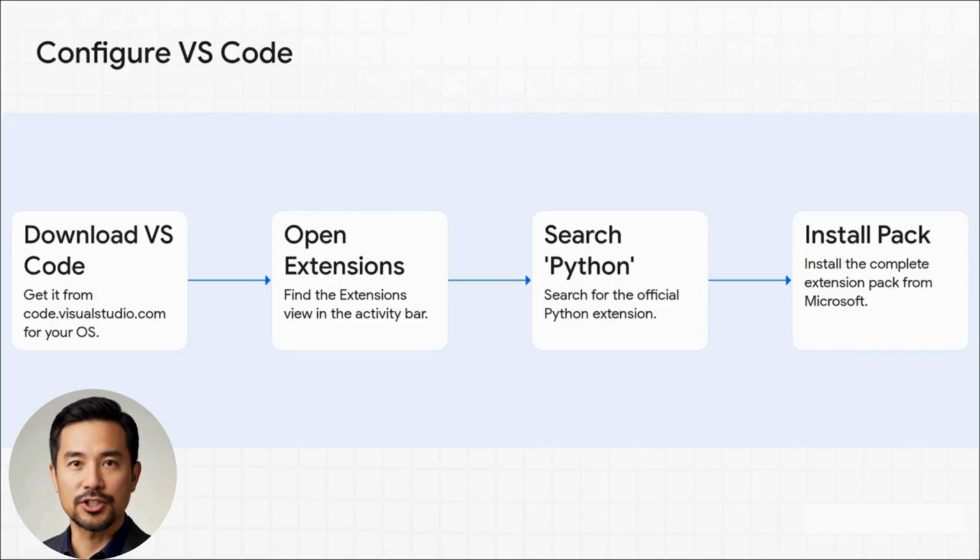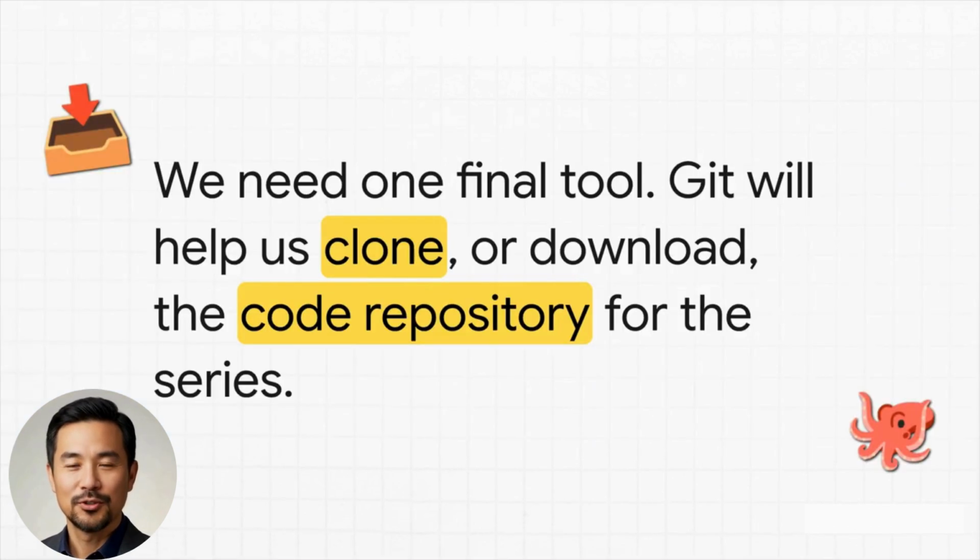First, you'll download it for your computer. Once it's installed, open it up and look for the little icon that looks like a stack of blocks. That's the extensions view. In the search bar, just type Python and install the official pack from Microsoft. That one click gives you everything you need for both Python and Jupyter Notebooks. Simple. Okay, we're almost there.